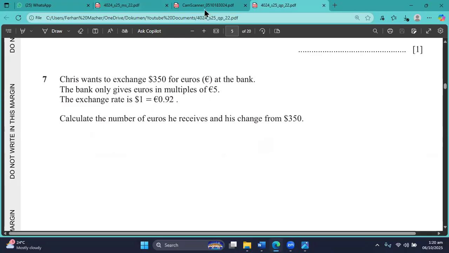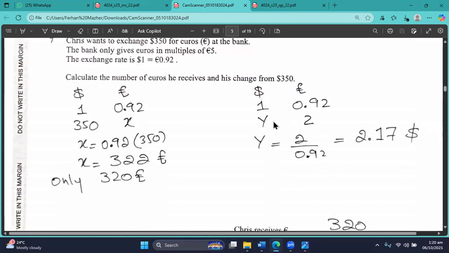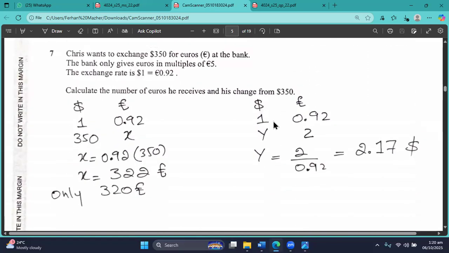Okay, so the exchange rate is given. So first of all, I will convert how much they get. Okay, so dollars and euros, $1 is 0.92 euros. So $350 will be how many euros? So X will be equal to 0.92 multiplied by 350. So X will be equal to 322 euros. Because they have only 5 euro notes, they can only give you 320 euros. The next 2 euros they cannot give. So the next 2 euros will be converted back into dollars.